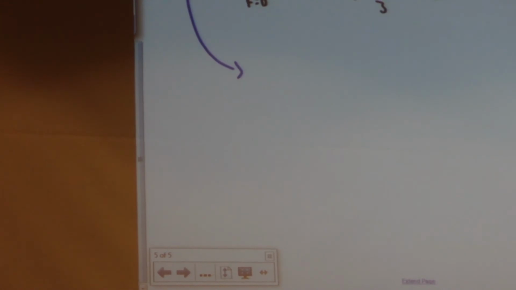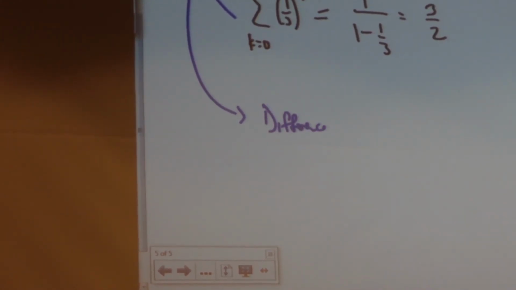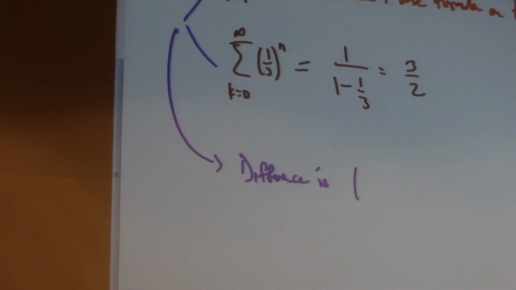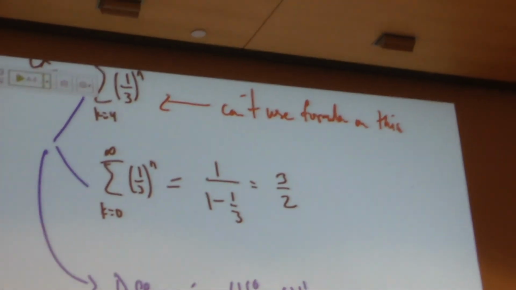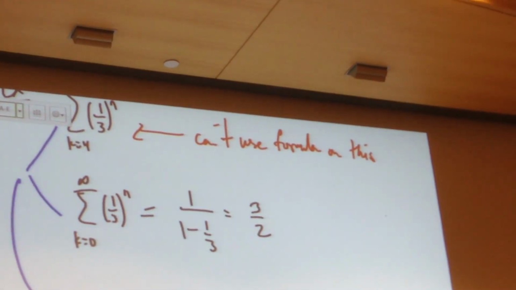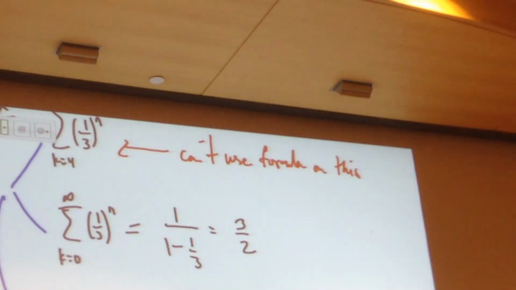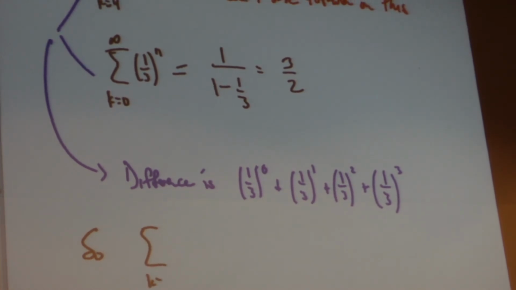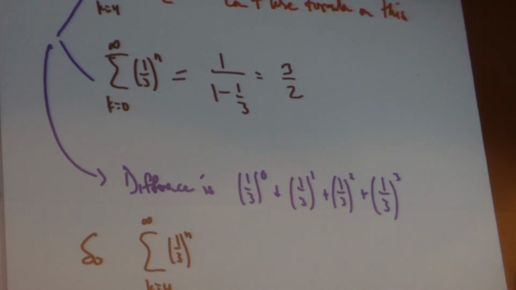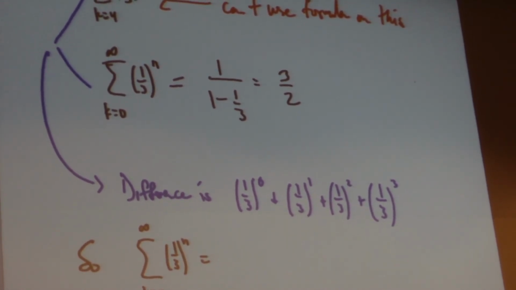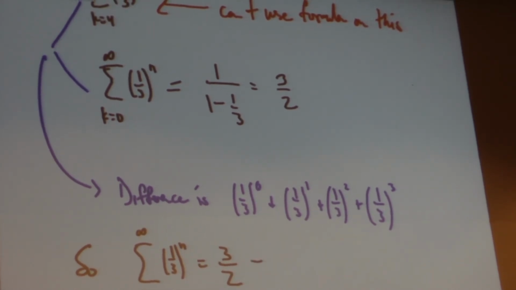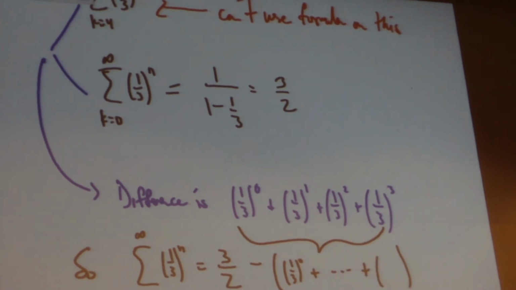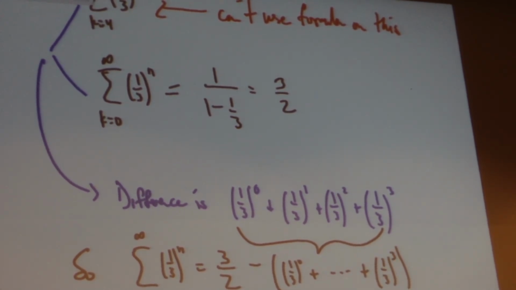I mean, the actual difference, a number. Yeah, the difference is the sum of the guys between 0 and 4. 1/3 to the 0, plus 1/3 first, plus 1/3 squared, 1/3 cubed. So, the sum from n equals 4 to infinity of 1/3 to the n is 3 halves minus all these guys. That makes sense?